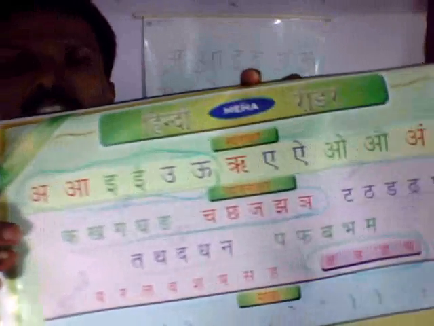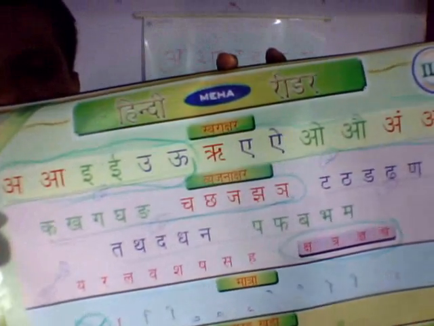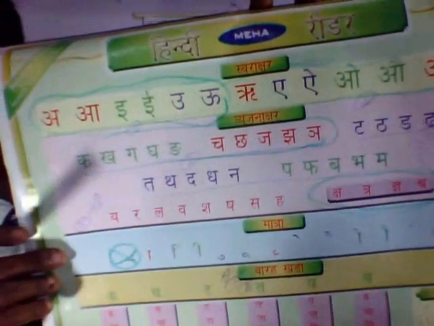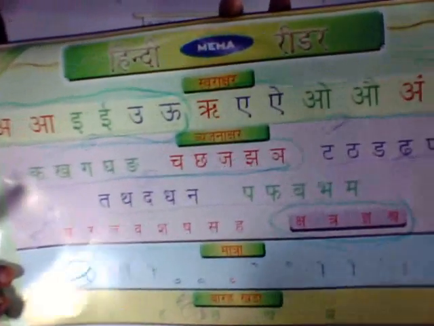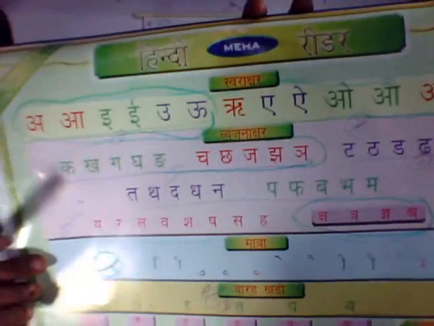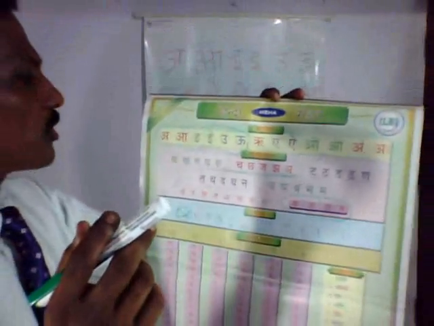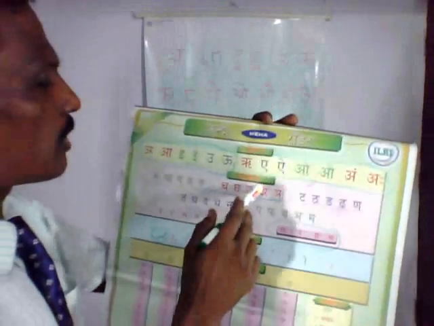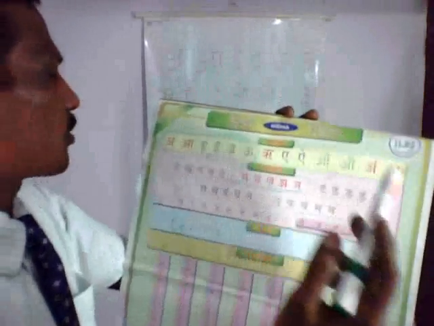So you may say again: we have now been introduced to and understood the vowel letters in Hindi. Next we are going to the Vyanjanakshar, meaning the consonant letters.